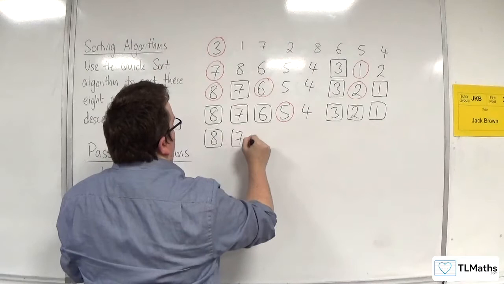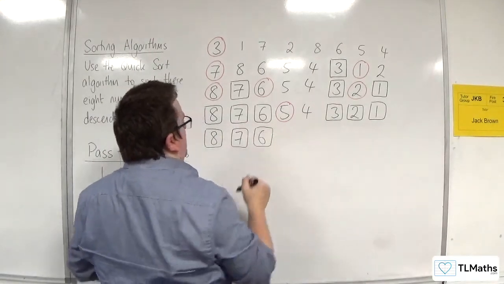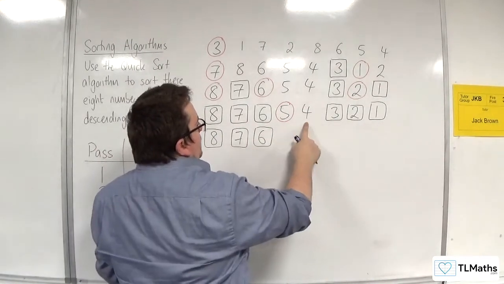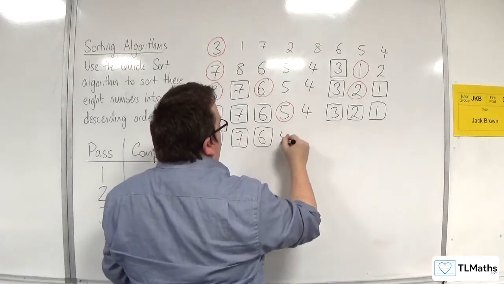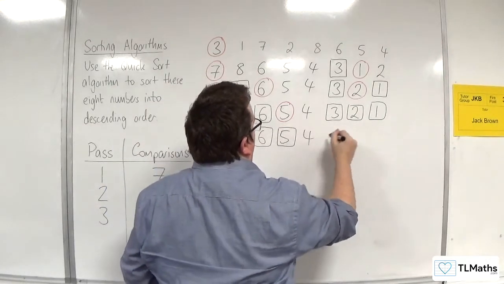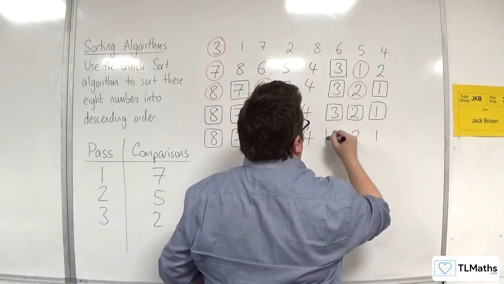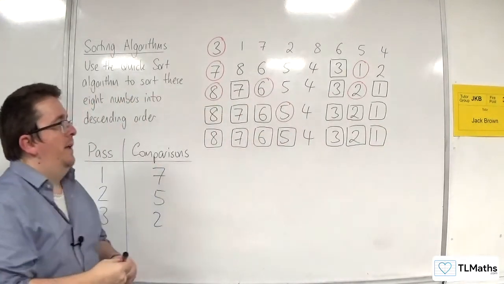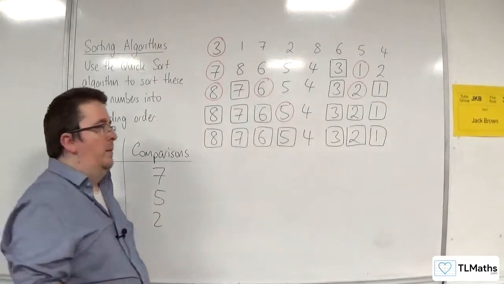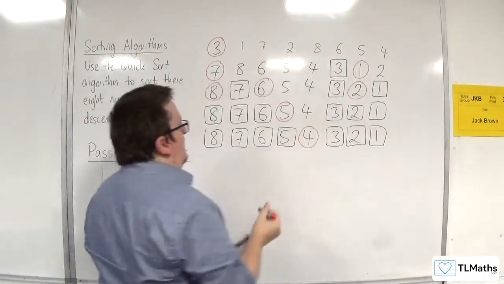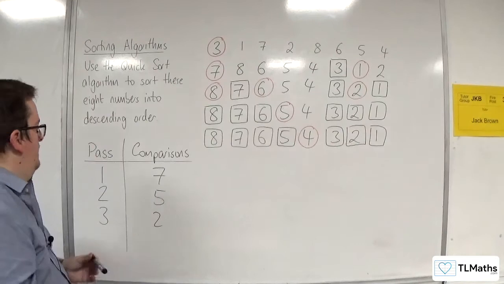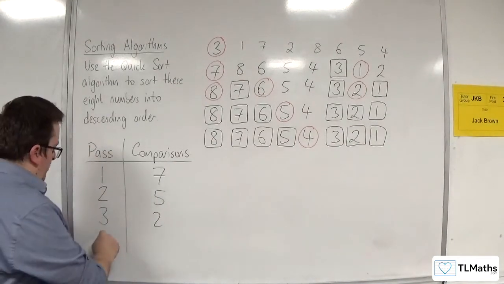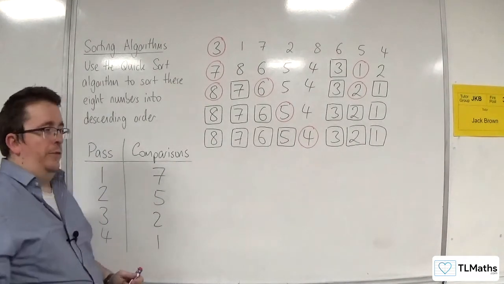So 8, 7, 6 are already boxed. 4 is less than 5, so 5 remains where it is and gets boxed. So we still have 1 sublist, which contains 1 number. So that becomes our new pivot. Okay? So in that 4th pass, we made 1 comparison.